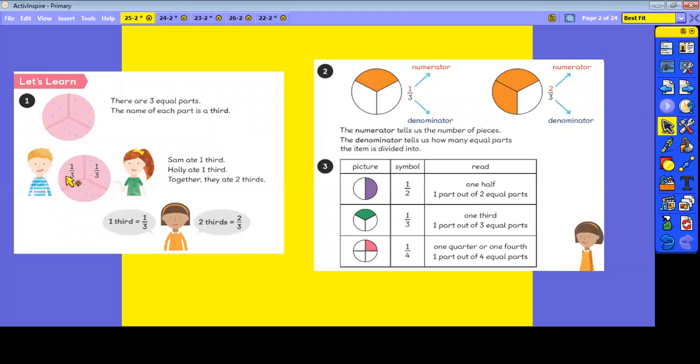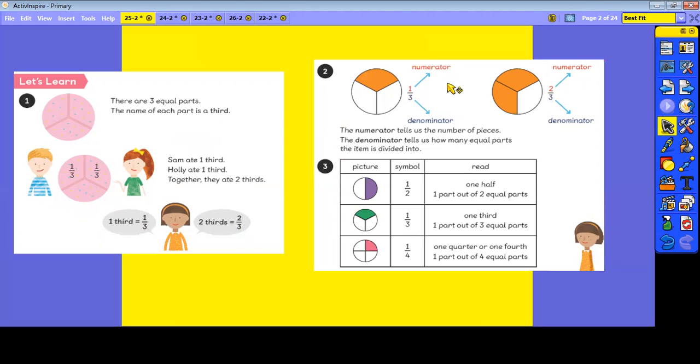So if Sam ate 1/3 and Holly ate 1/3, together they ate 2/3. Well done. And Amira explains it here beautifully. She says 1/3 is equal to 1/3, and 2/3 is equal to 2/3. That's what it looks like when we record it using numbers.